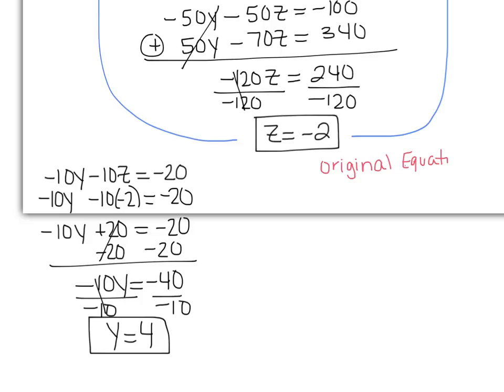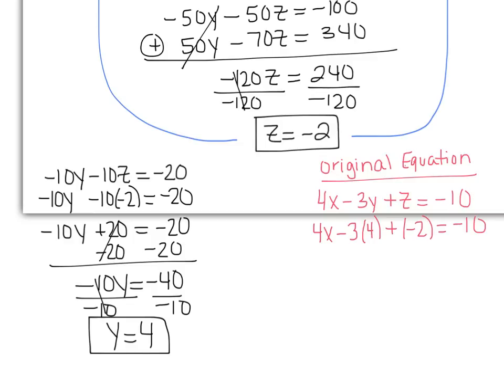I'm just going to pick the one that is on top. So 4x minus 3y plus z equals negative 10. Again, I'm going to plug in z and y. So 4x minus 3 times y, which is 4, plus z, which is negative 2. And I'm going to simplify.